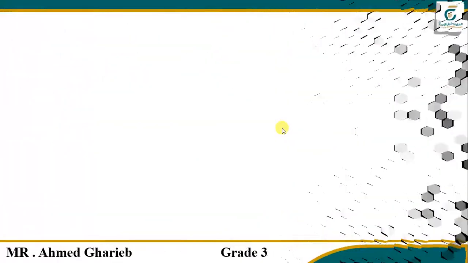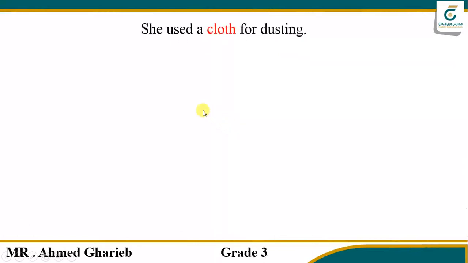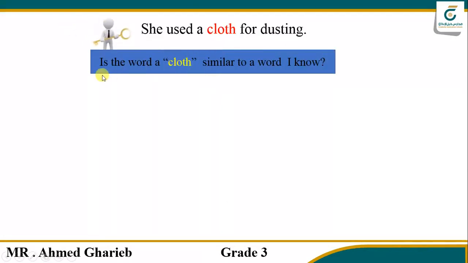Okay. Now read this sentence. She used a cloth, be careful, cloth, for dusting. Alright, ask yourself, is the word cloth similar to a word I already know? This is the first key to unlock the meaning of cloth. Is it similar? Search in your memory, scratch your heads.